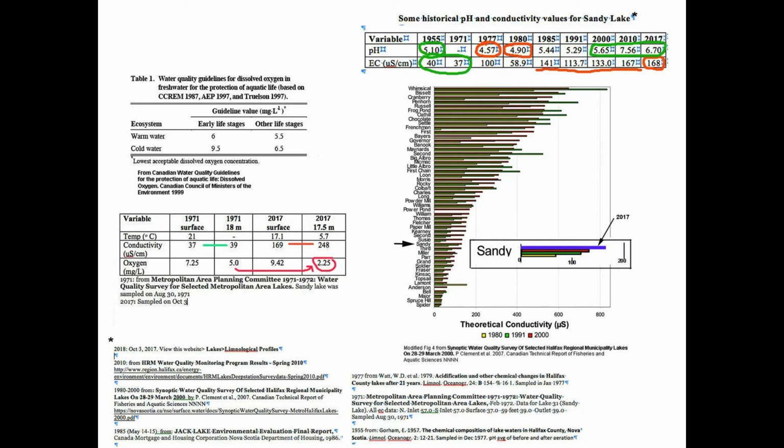Okay, so all I'm arguing is that you can use that as a surrogate. It's just data that we have to look at what's going on in the lake, and I'm suggesting it's a matter of concern.